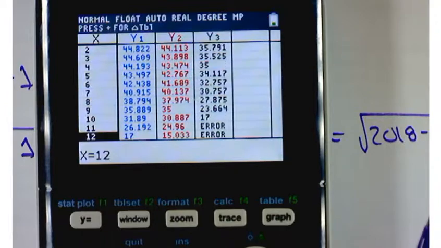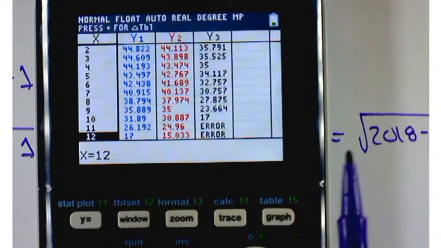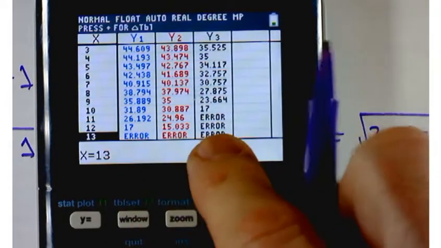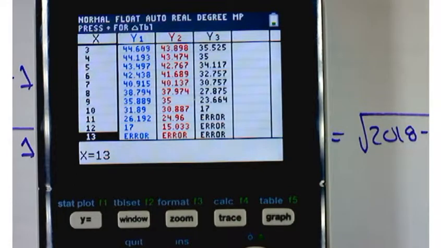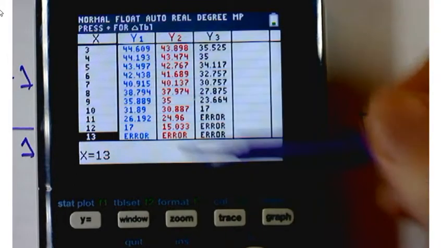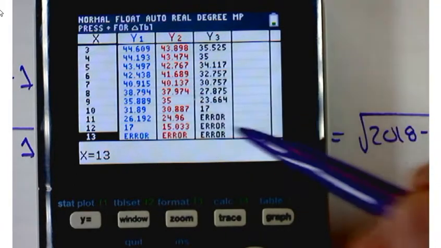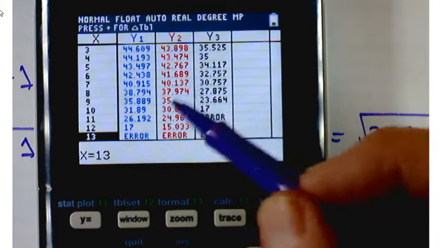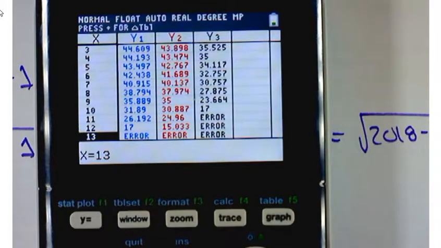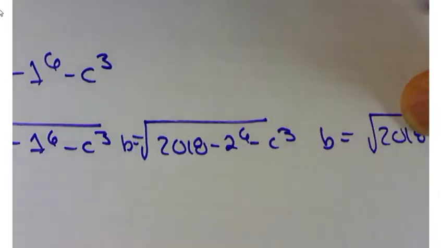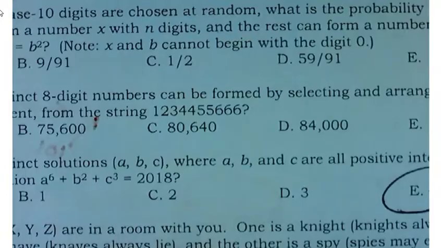And if you start going down too far, you start getting errors. That's because your numbers are too big. So all you had to do was scroll all the way down to 13, and I see 1, 2, 3, 4 solutions. And that's it. You're absolutely done with that problem. You look on the sheet, and bam, 4 is one of your possibilities. So that's a nice use of the table function.